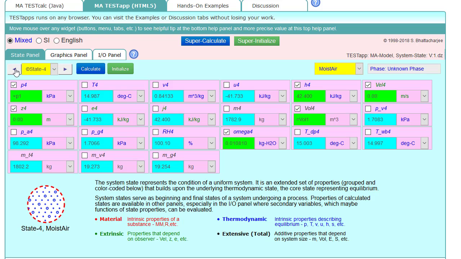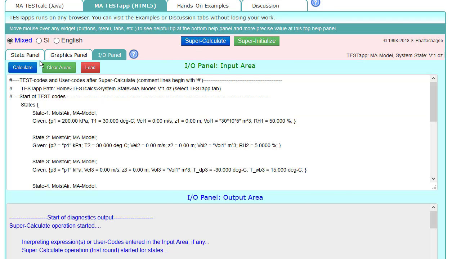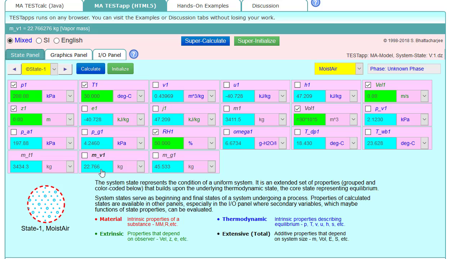Alright, and then the next problem asks, what if the pressure doubled? So, since we did that equals P1 thing for all the states, all we have to do is change state 1 to 200 kPa and hit calculate, and then hit super calculate. And all our masses of vapors have updated. As you can see here.